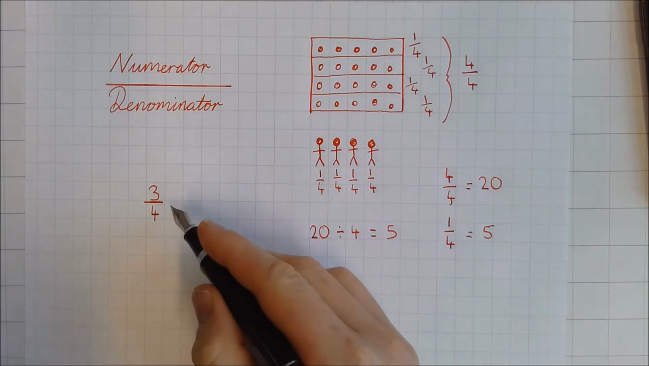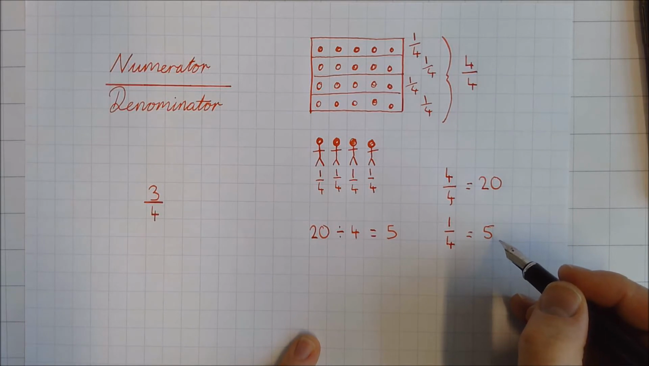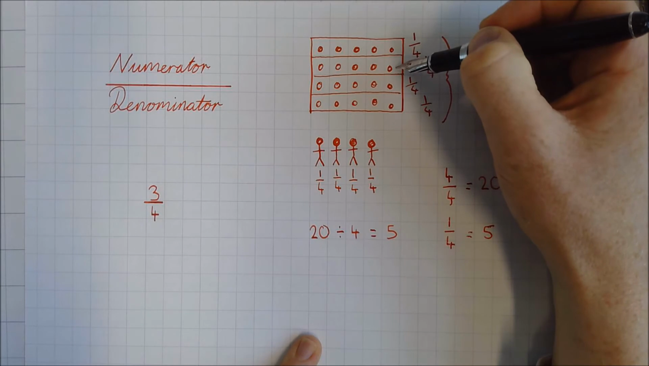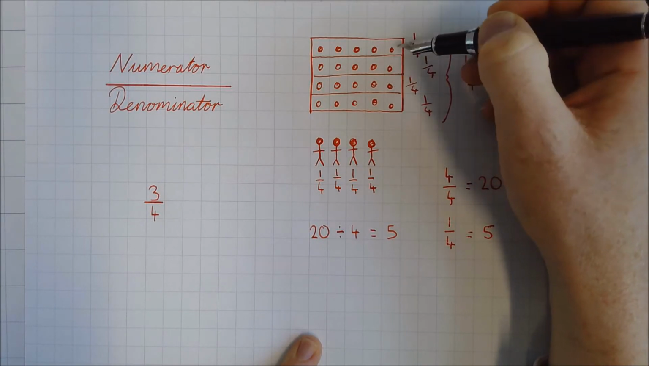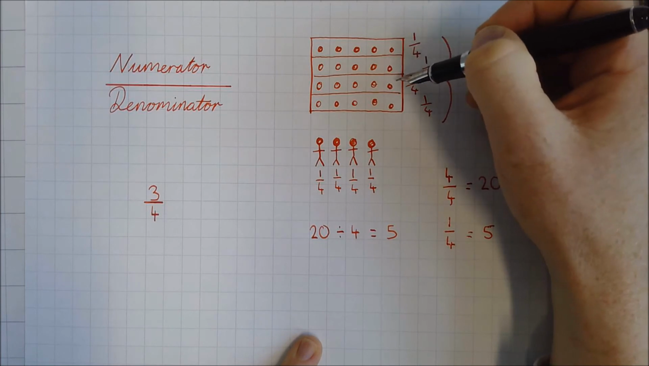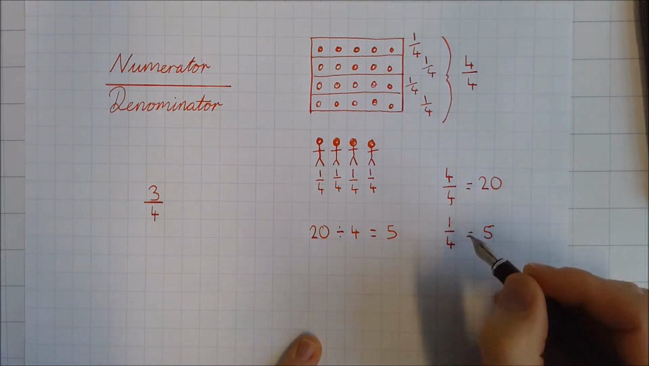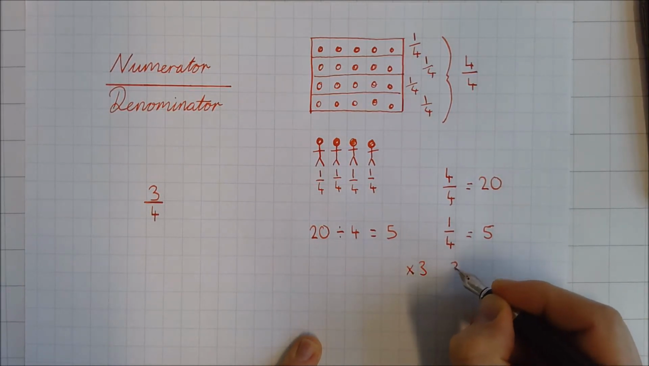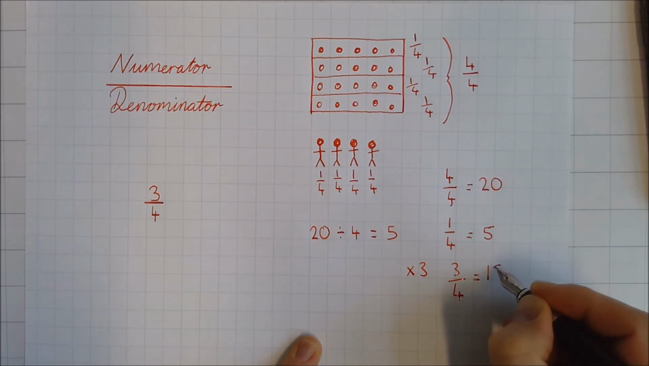But what if we wanted 3/4 of the box? Well, 1/4 is 5, 2/4 is 10, 3/4 is 15. So we've multiplied 1/4 by 3. 1/4 was worth 5, but we want 3 lots of this, so we've times it by 3. So 3/4 equals 15.